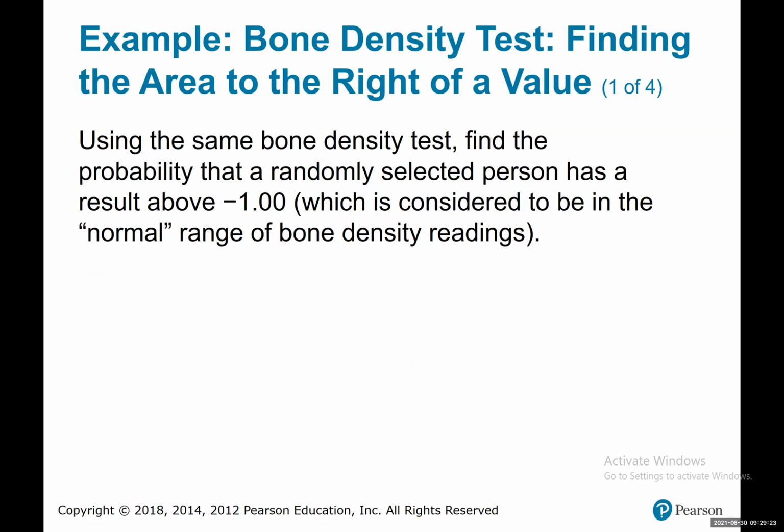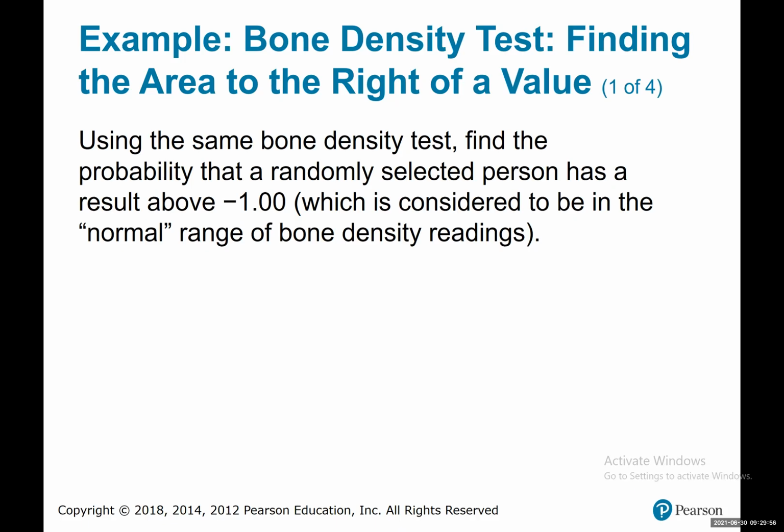So using the same bone density test, all of you grab pencil, paper. Using the same bone density test, please do this one with me. You will not just learn by watching me doing it. Using the same bone density test, find a probability that a randomly selected person has a result above -1.